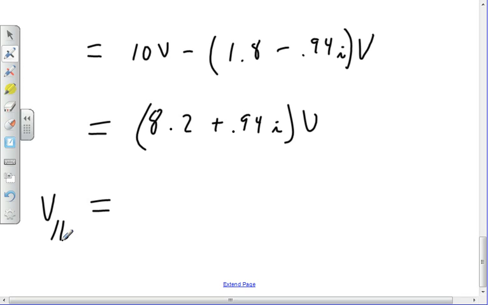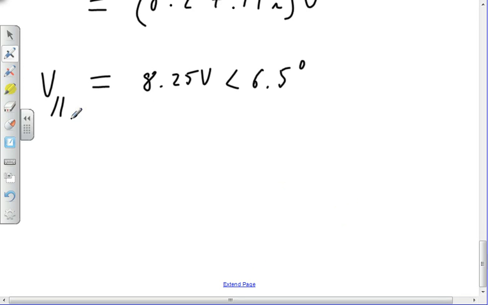Okay, we'll go with 8.25 volts, angle 6.5 degrees. Okay, now I know the voltage across the parallel path. I can find the current through the inductor, and I can find the current through the resistor.